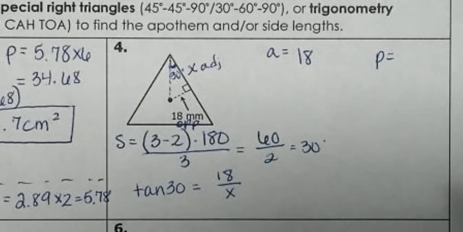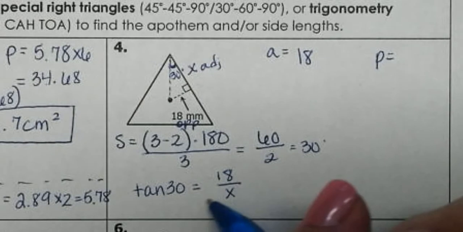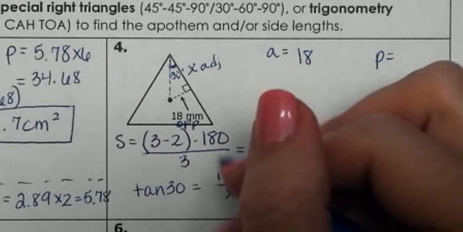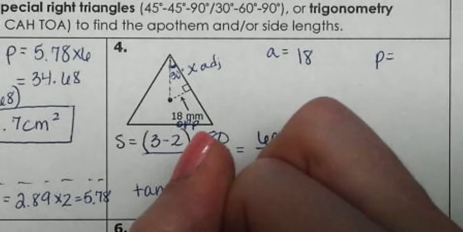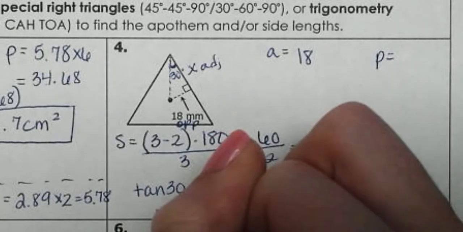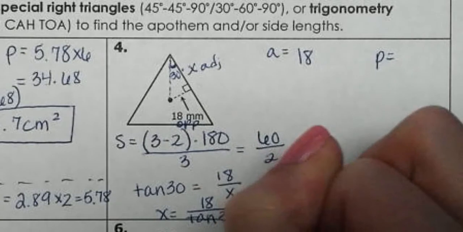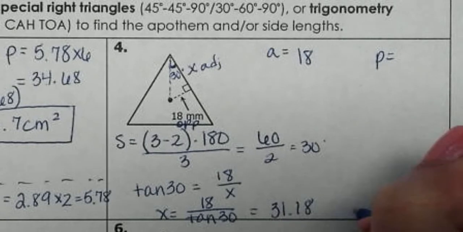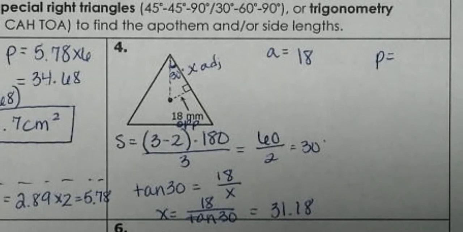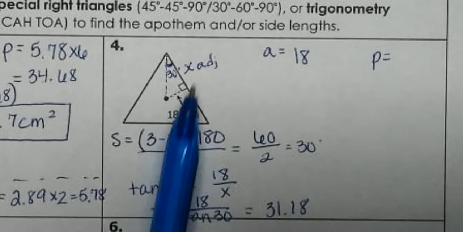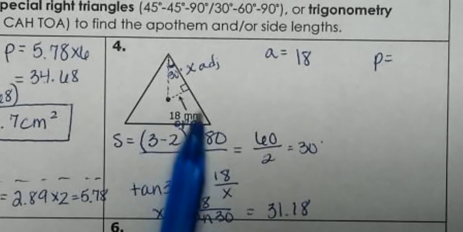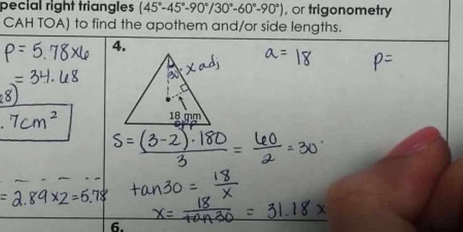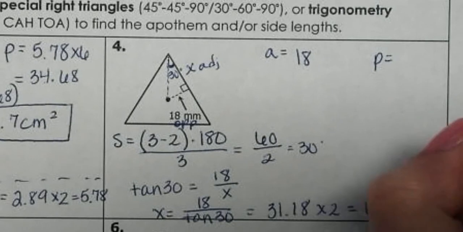So the shortcut here works. You can switch those two values. So you're going to end up with x equals 18 divided by tangent of 30, which is going to be 31.18. Make sure that you're in degree mode. If you're not getting these numbers, it's probably because you are in radian. So this 31.18, that is only half of this side. I've got to multiply it by 2. I get 62.36.